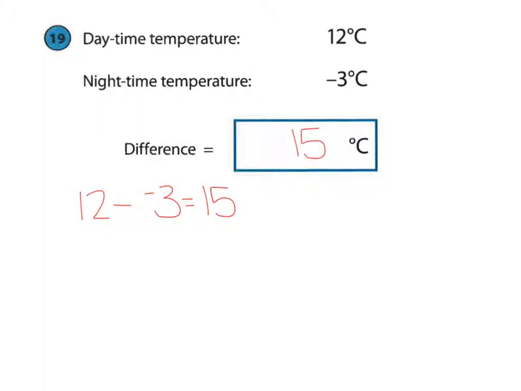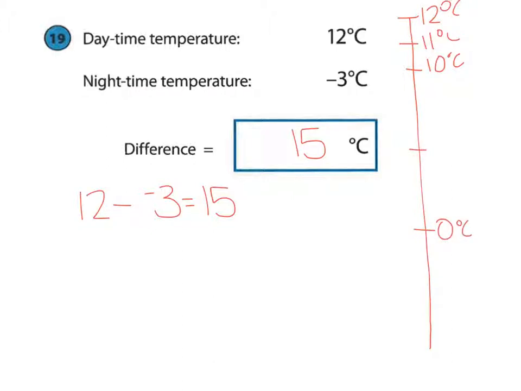Some children find it hard working with negative numbers, so I'd recommend drawing a number line. If we put 0 here and 10 degrees here, 11 degrees and 12 degrees Celsius. 5 would be about here. 6, 7, 8, 9. 4, 3, 2, 1.